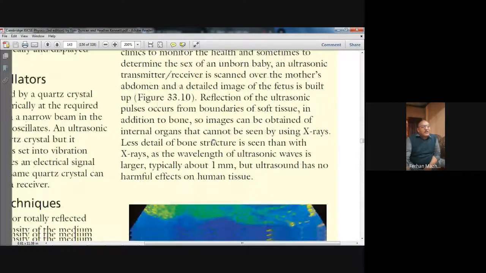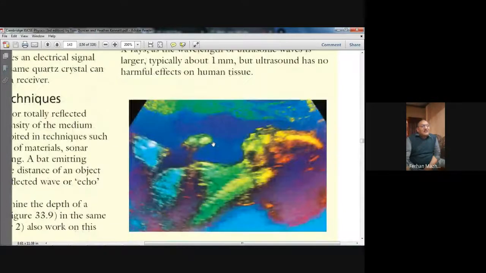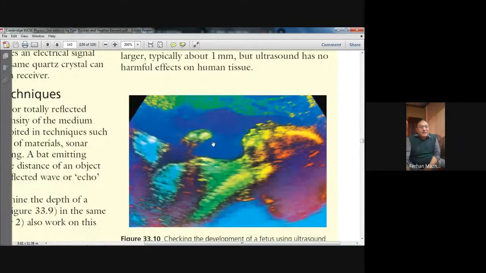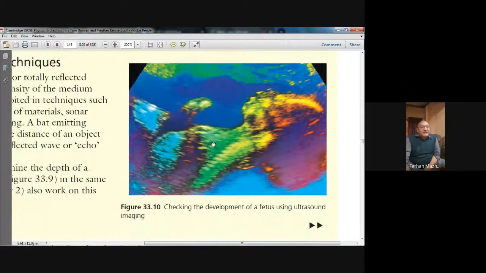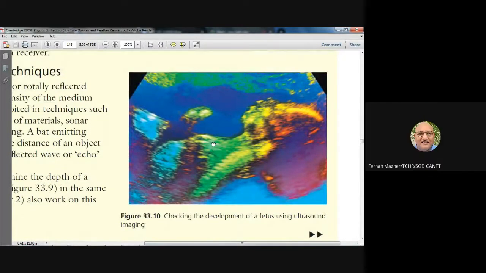You can see this figure. The doctor is able to understand it. We will not be able to understand it and see the details and conclude anything, but the doctors are able to understand this image. This is the image which is formed by using an ultrasound. You can see a fetus is shown here inside the womb of the mother.